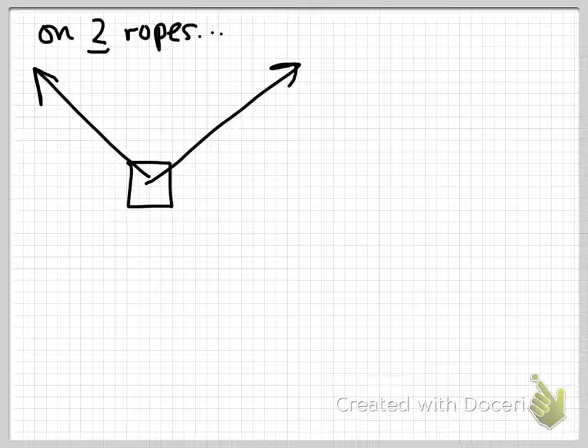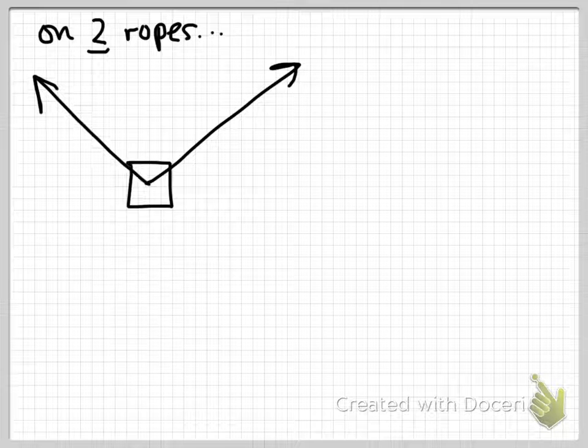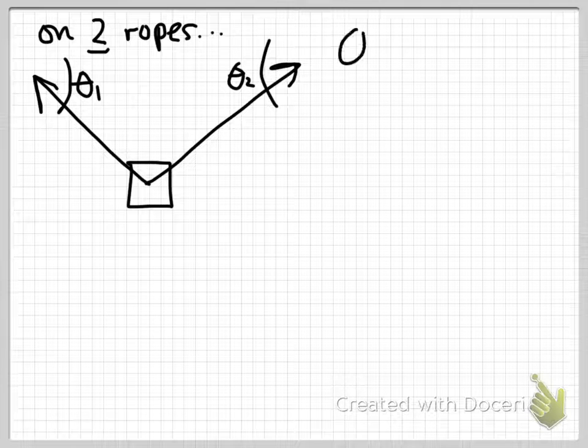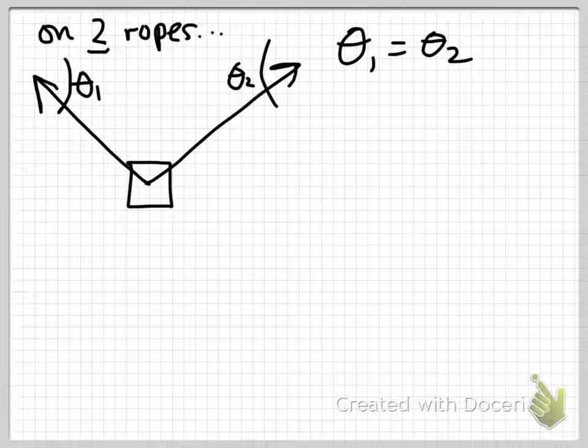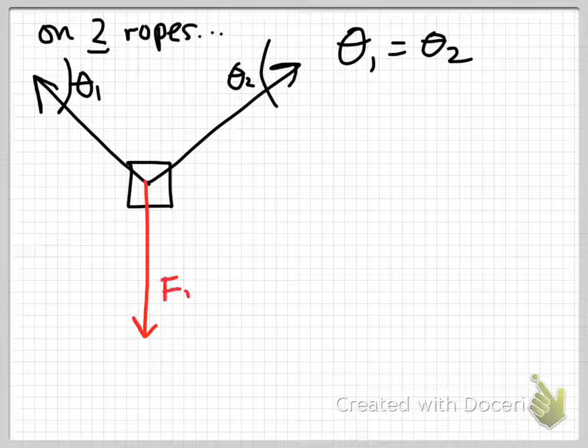But let's look at one where we have something on 2 ropes, because these are ones that give people a lot of problems. And again, my drawing is imperfect here. Theta 1, theta 2. We're just going to say that theta 1 and theta 2 are equal, regardless of my bad drawing. So if we've got an object hanging on 2 ropes at some angle theta, we have a force of gravity down on it.